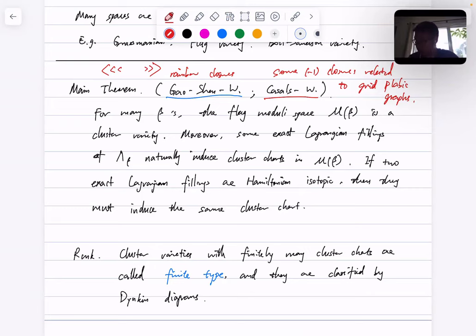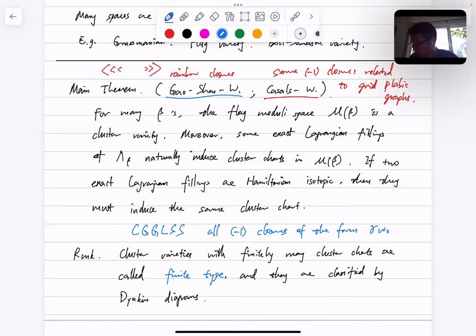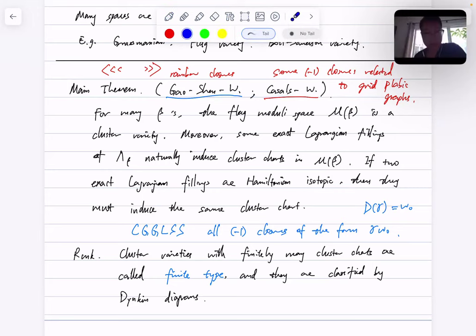But later on, there's a joint work by Casals, Gorsky, Gorsky, Le, Shen, and then Jose Simental. They proved it for all minus one closures of the form gamma W naught, where the Demazure product of gamma is also W naught. So they prove a more general result than what I had with my collaborators. This is the most general up to date. So now we know that all minus one closures of the form gamma W naught, with gamma itself having Demazure product W naught, all have this phenomenon.